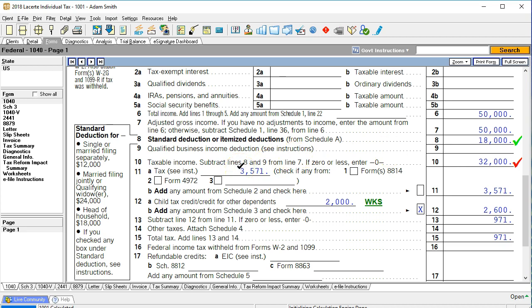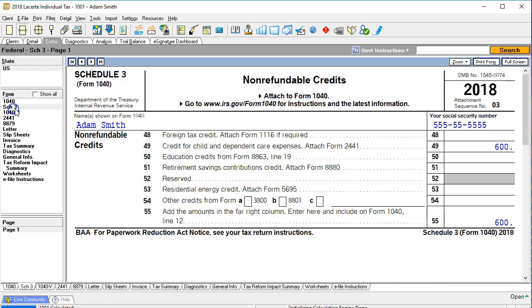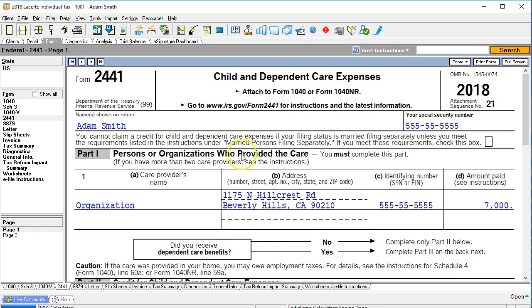Then, of course, we have our credits. Child tax credit, not what we're concentrating on here. We're concentrating on the child and dependent care expenses credit, which is the $2,600, and that gives us this tax after the line 12 credits of $971. If we go to Schedule 3, we'll see that $600. This is the credit we're looking for, the credit for child and dependent care expenses, which will be calculated on Form 2441. This is where we'll concentrate now, Form 2441.